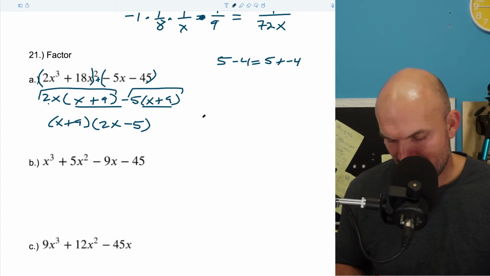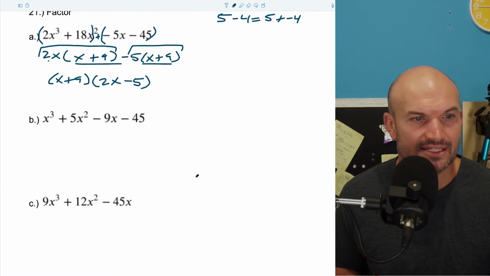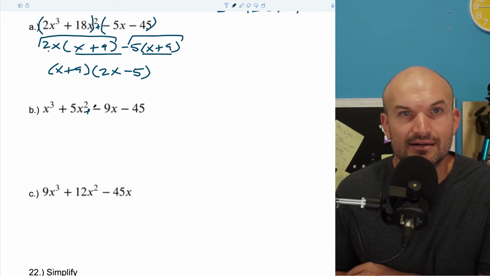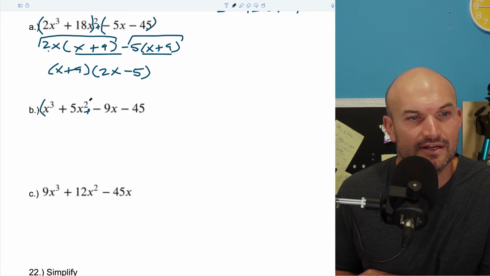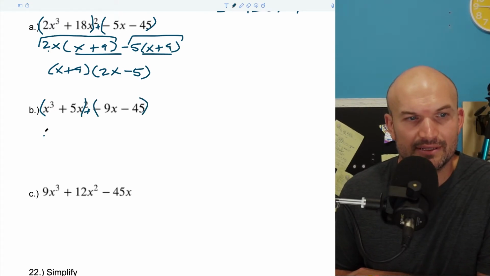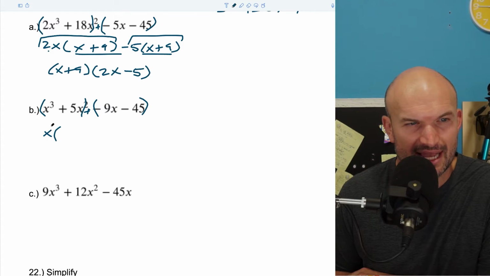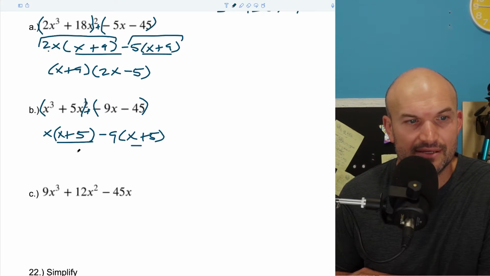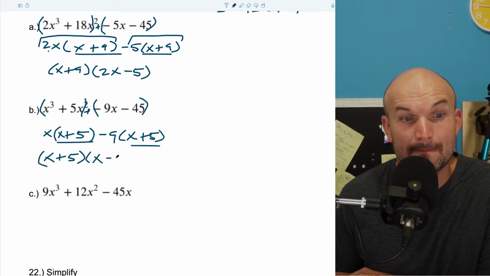So let's go ahead and do that again. In this case, I have x cubed plus 5x squared, and I'll put a little plus there, minus 9x minus 45. So again, group those. What do these have in common? They both have an x. So that's going to be x plus 5. And then over here, I can factor out a 9, and that's going to leave an x plus 5. Again, they share the same thing. So you factor out the x plus 5, and that's going to leave you with x minus 9.